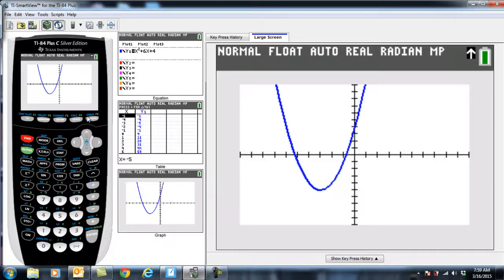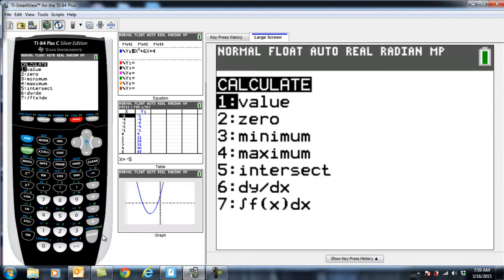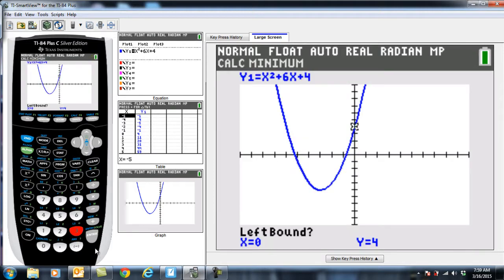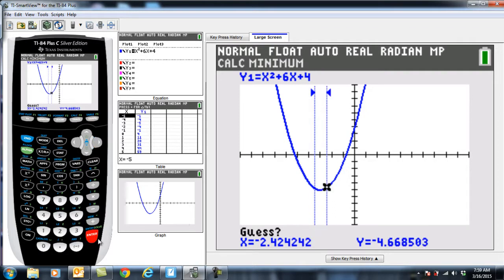So we're going to go to second trace. I want a minimum, which is number 3. We're going to mark the left side, so I'm going to have to left arrow over this time because my cursor was to the right. So I'm going to bring it over here to the left side of the vertex, and I'm going to hit enter. Then to mark the right side, I'm going to arrow over so that it's on the right-hand side of the vertex, and I'm going to hit enter. Then I'm going to move it to where the vertex is. I'm going to hit enter again.